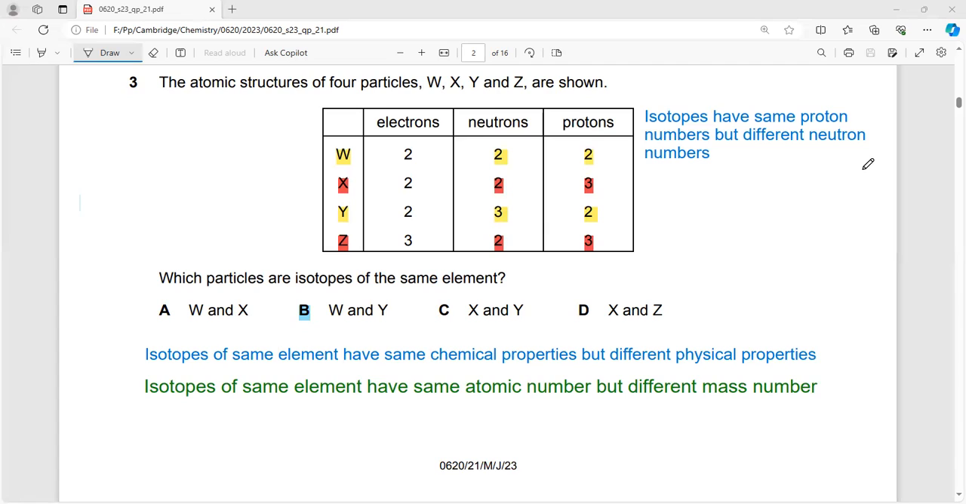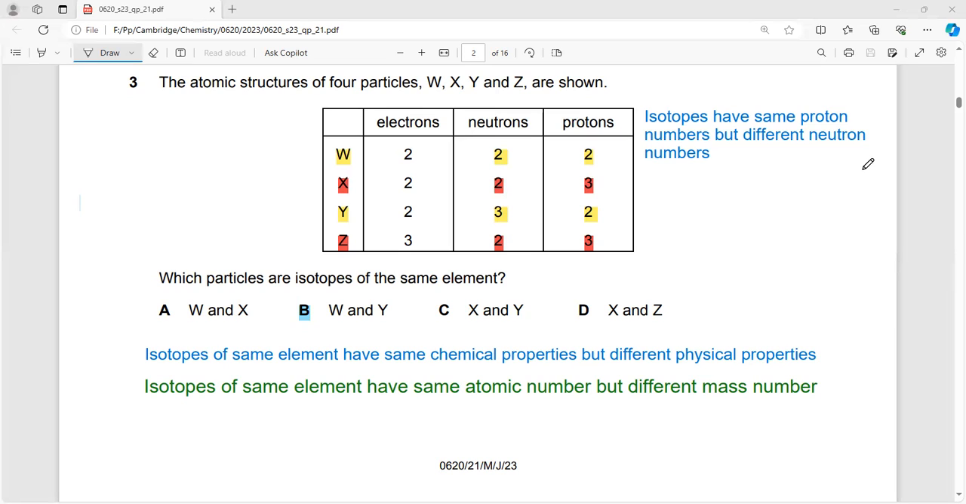While you can see X and Z, they have the same proton number, but their neutron number is also the same. So that's why this is not correct according to the given definition. So B is our correct answer. That is, W and Y are isotopes of each other.